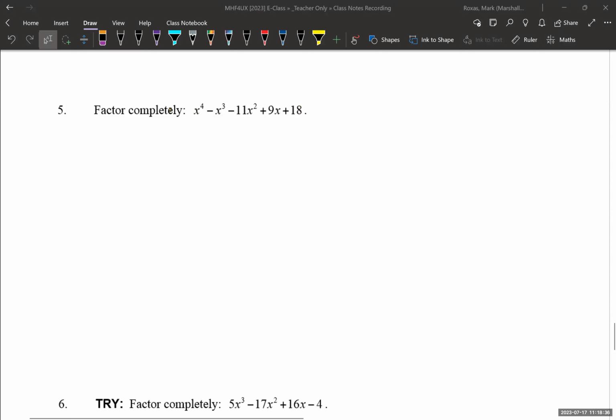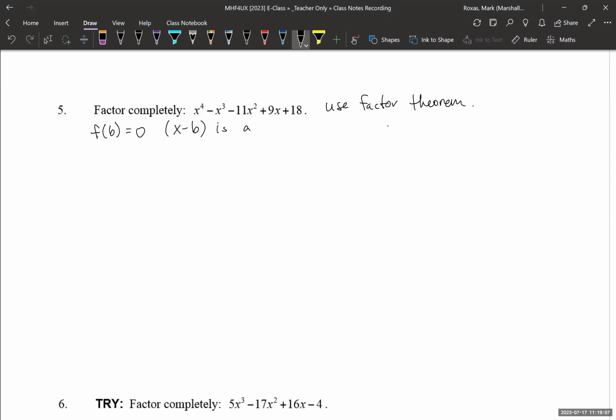So what are we going to do in this case? Well, we need to apply factor theorem. Okay, so use factor theorem. Which means we're going to need to find some value of b that gives us a 0. Okay, like that x-intercept. So again, f of b equals 0, and so x minus b is a factor. But what is that value of b?